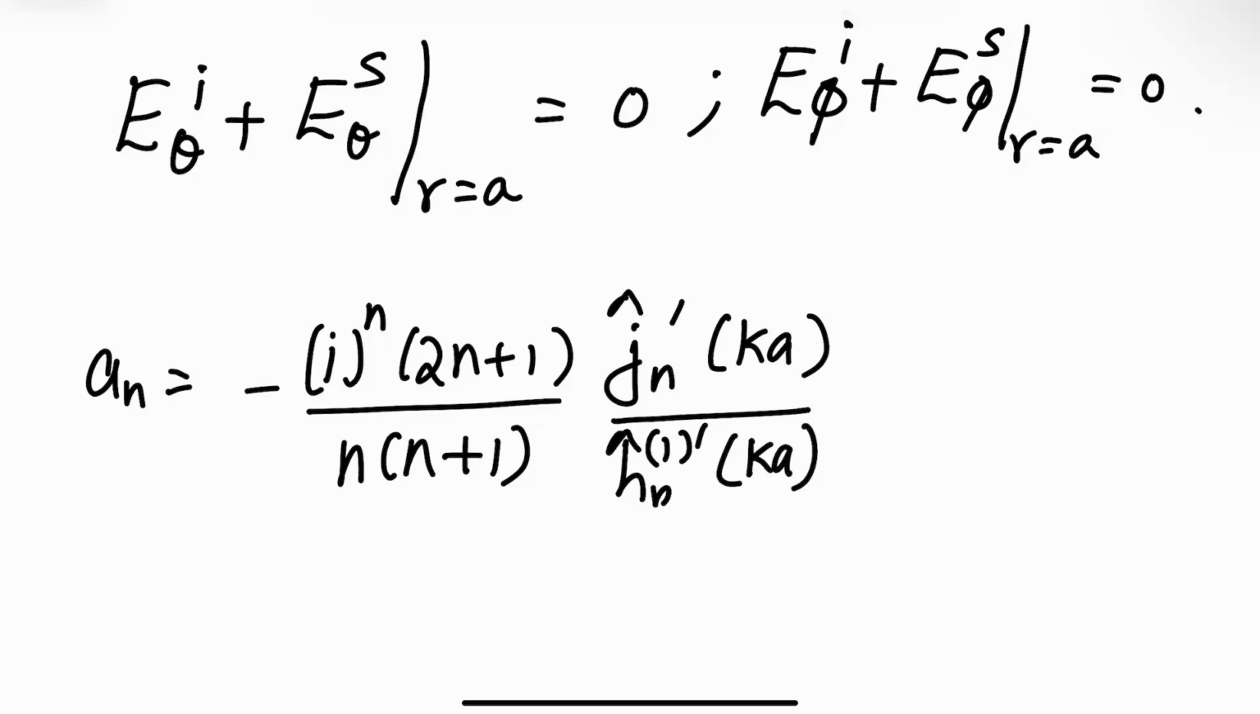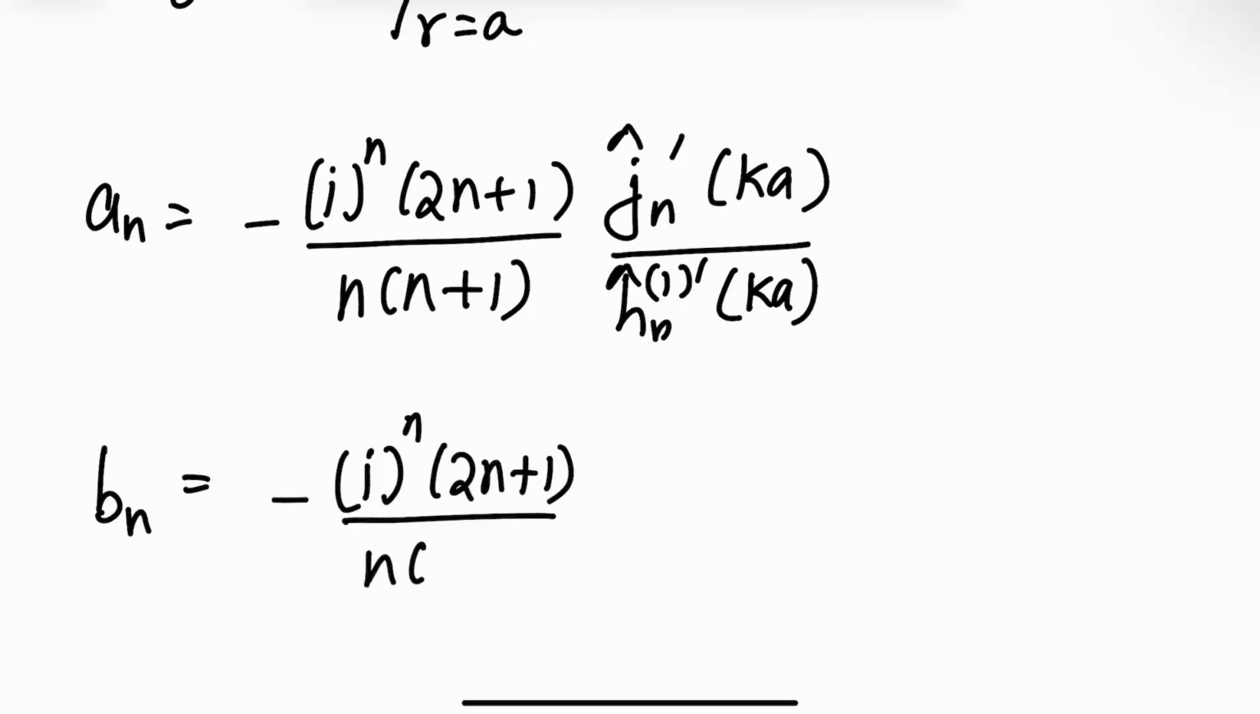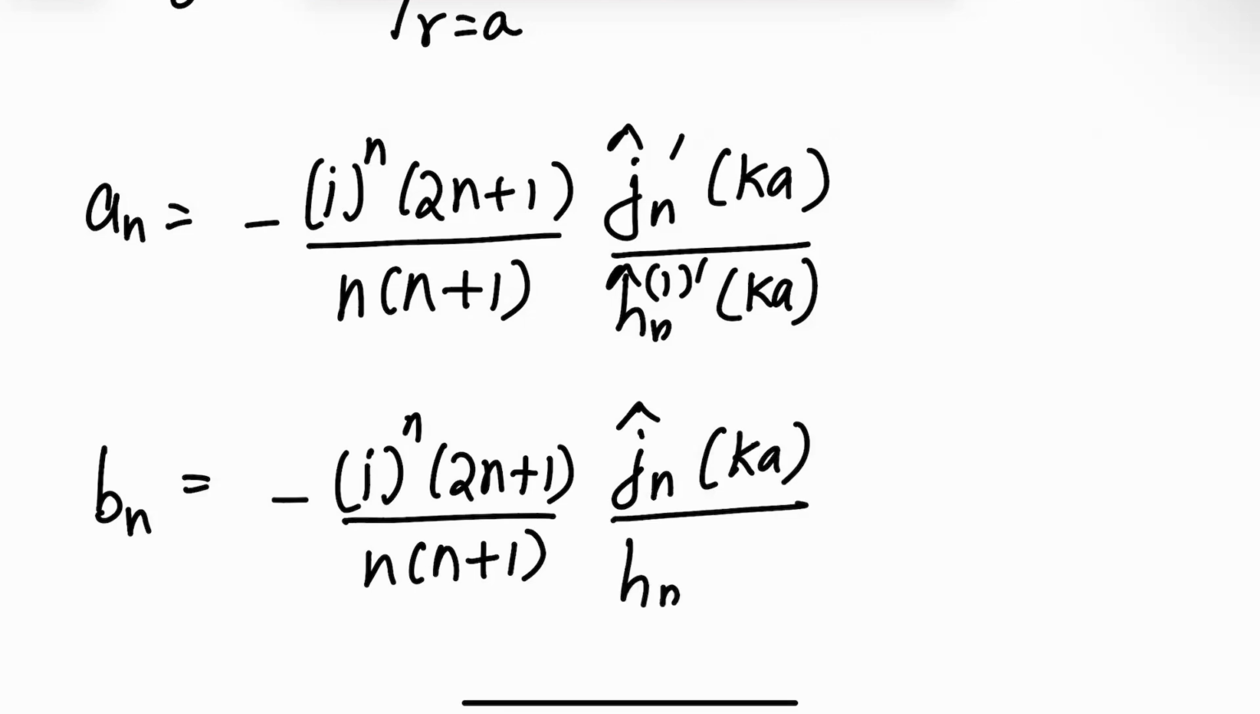So prime is the derivative, n is the order, this represents the Schelkunoff-Bessel function, and this is the spherical Hankel function of the first kind, order n, and derivative. There's a lot of notation going on here, but once you understand the notation, it's not too complicated, right? Bn is minus i to the n, 2n plus 1 over n times n plus 1, Jn hat Ka over Hn hat 1 Ka.